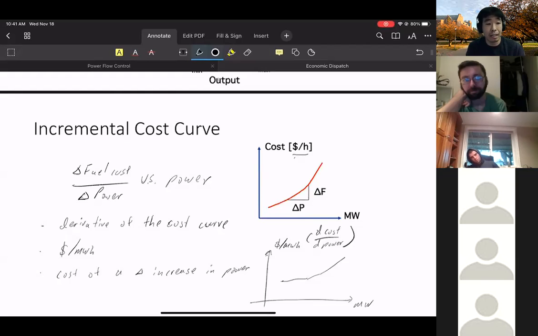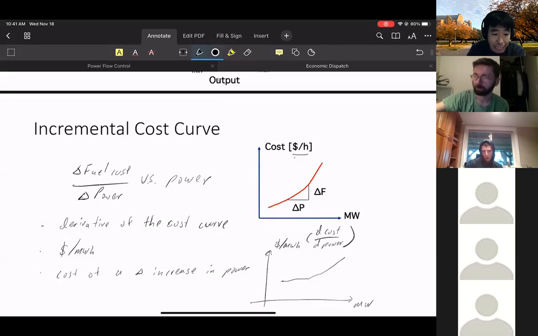So this incremental cost curve helps us think about the price instead of the aggregate cost, which is also a useful interpretation we'll have. Something to keep in mind: we can talk about the total cost of doing something, or we can talk about the price of doing something. Both are useful concepts for us.